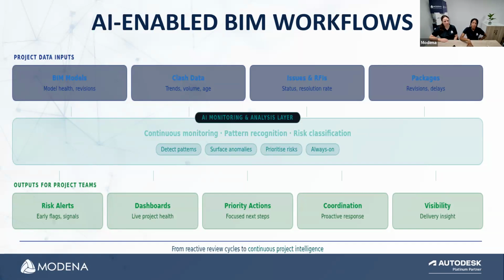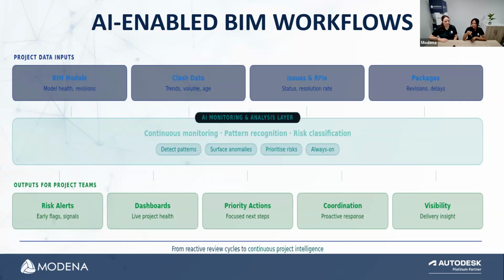So now with the AI monitoring layer that I talked about in the previous slide, we have continuous monitoring, pattern recognition, and risk classification. So now we can detect patterns, we can surface anomalies, and we can also prioritize risks. And like I said, this is live, happening in real time. So there isn't a waiting period. This isn't a human layer that you have to wait on to go and assign all these things. And what this does is it gives us risk alerts in real time, right? So early flags, early signals.